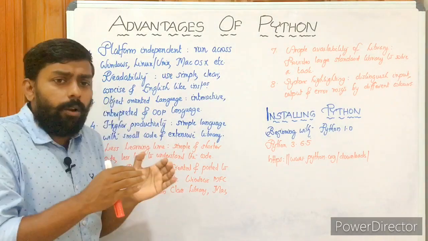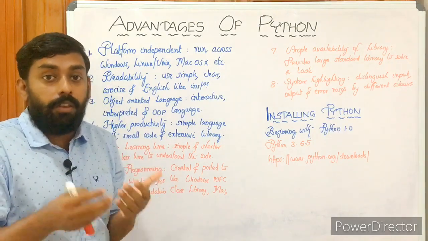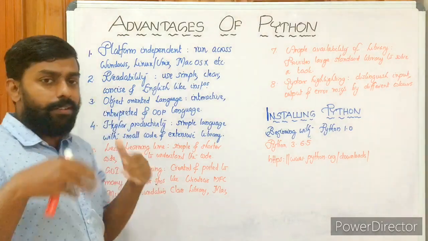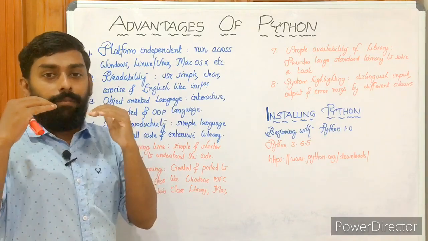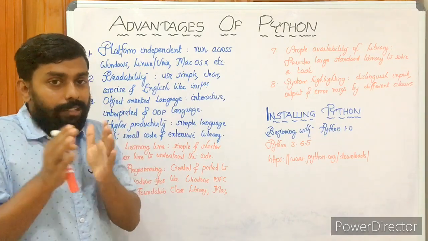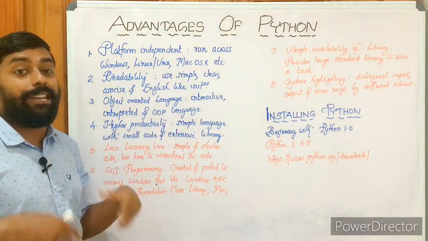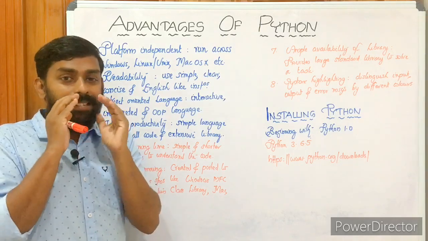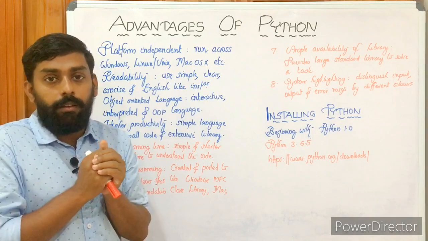As it is an object-oriented programming language, it gives maximum efficiency and effectiveness in programming. Then higher productivity. Why does it offer higher productivity? Because the language itself is simple, so we can code it very easily. It's flexible, a simple language with small code and extensive library. As I've told you, a huge library is available with Python programming.